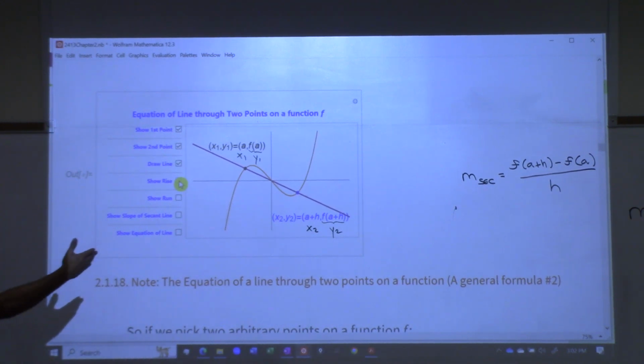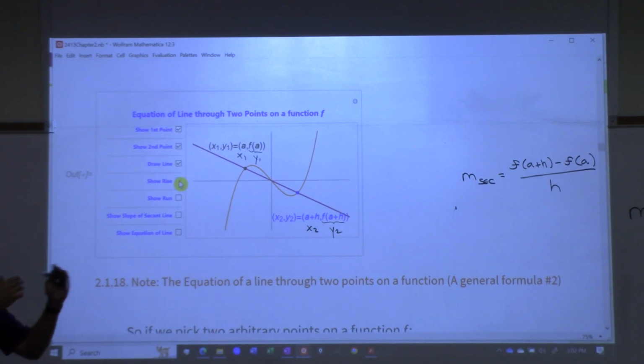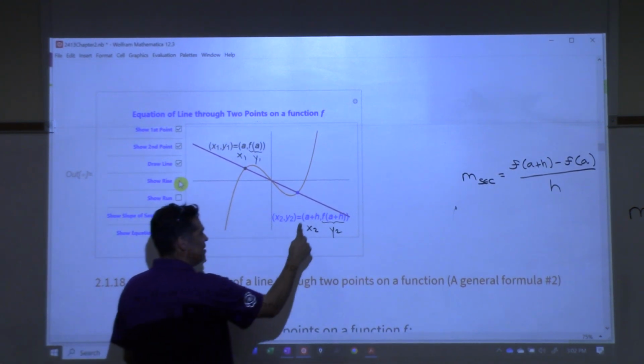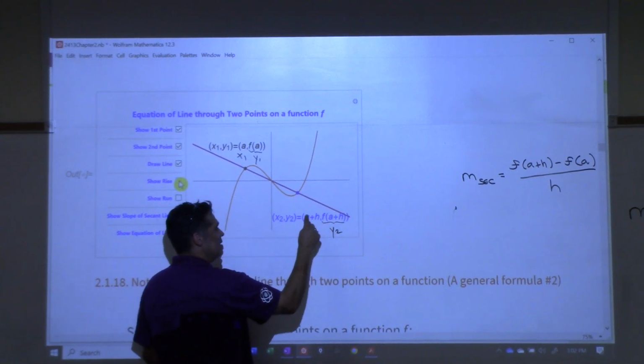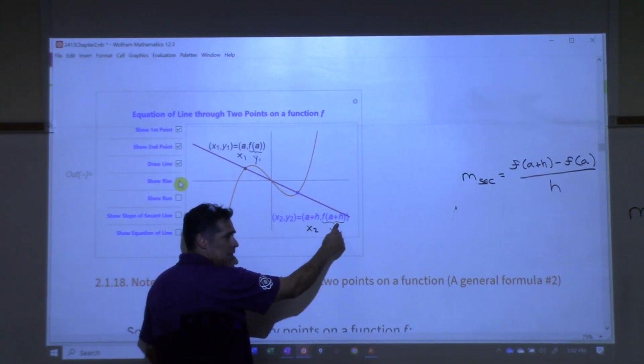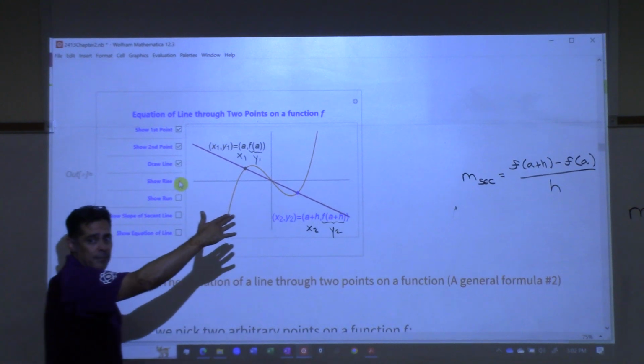All right, so that's the slope of the secant line. Do y'all see how it's the same construction as before, but one thing has changed? This is not x and f of x. This is a plus h and f of a plus h. Otherwise, everything else is the same.